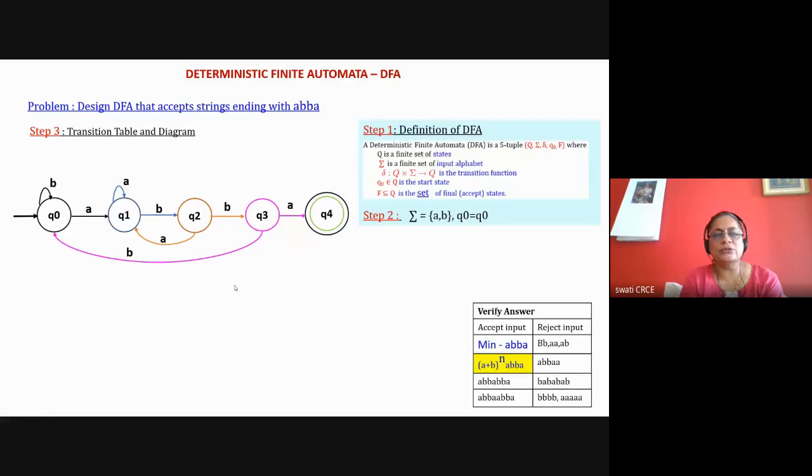Now in the state Q3, if there is any B, what will the string be? It will be A, B, B, and B. Now it should end with A double B A, so it will go back to the initial state.